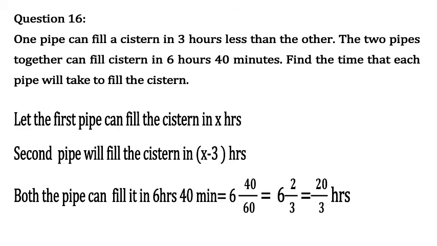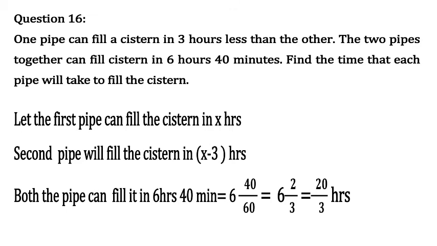Let us consider the first pipe can fill the cistern in x hours, that is time. It is clearly mentioned that the other pipe will consume 3 hours less than the first pipe. If one is x, the other one is x minus 3. So write down that the second pipe will fill the cistern in x minus 3 hours. If both the pipes can fill it in 6 hours 40 minutes, represent it in an equational form, that is 640 by 60, because 1 hour is equal to 60 minutes. Simplified, it will be equal to 20 by 3 hours.